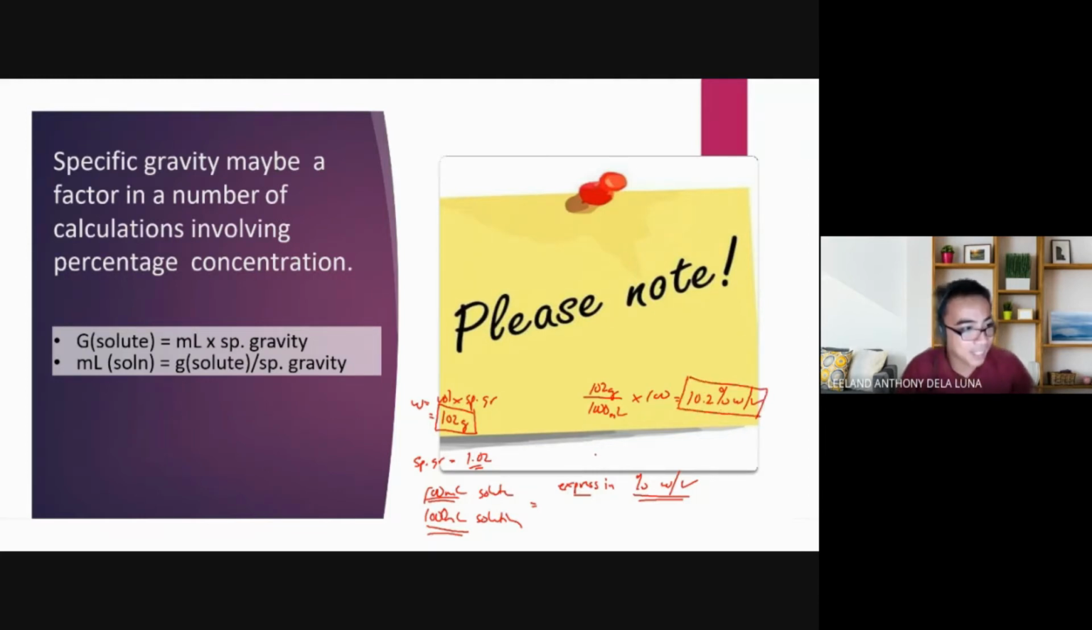Now, assuming, class, assuming naman, hindi ko na gagamitan ng specific gravity. Okay. 100 ml of solute. So, ibig sabihin, kung ito yung baso ko, okay, ano ang total volume nito? Kung ito yung problem ko. Ang total volume nito would be 1,000 ml. 1,000 ml. Total volume.